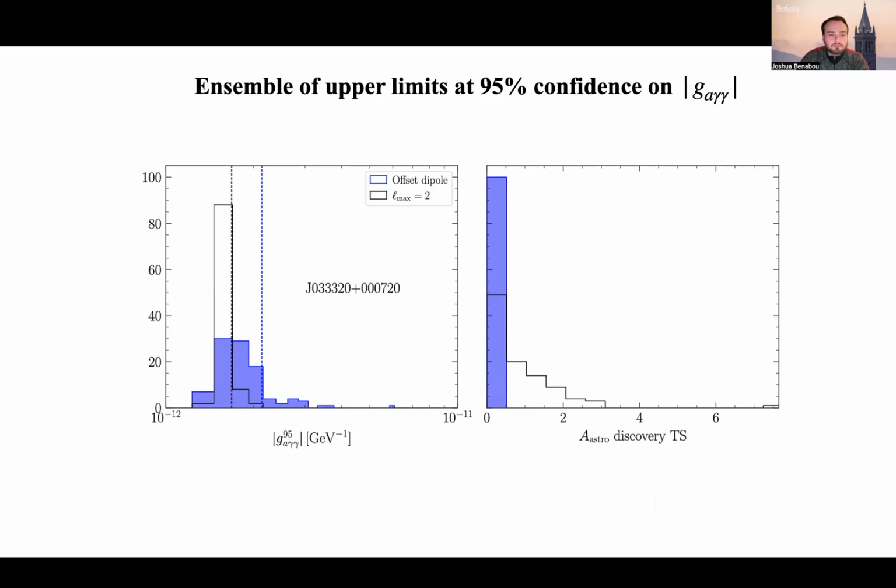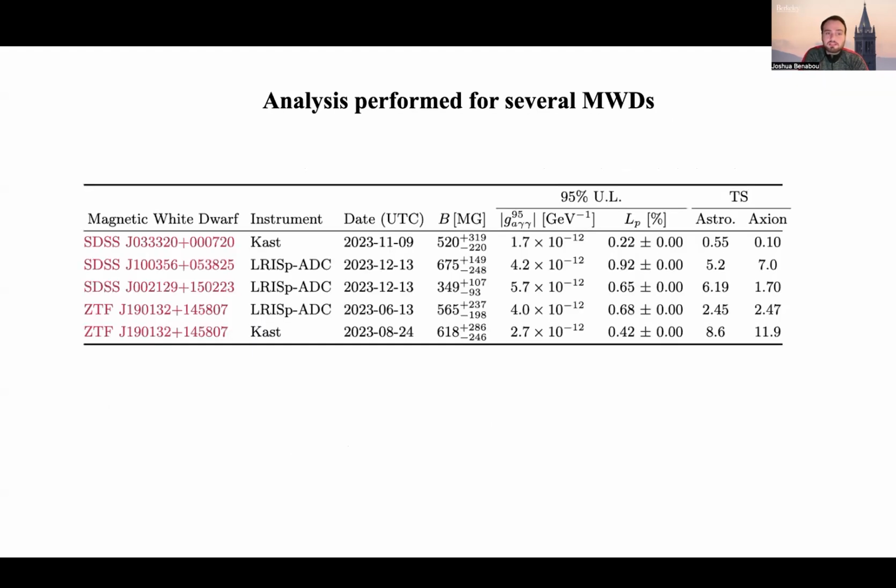We then draw at random samples from the posterior distribution of the magnetic field geometry, and for each compute a joint likelihood over U and Q to derive an upper limit at 95% confidence on the axion-photon coupling G_aγγ. This generates an ensemble of limits, and as our fiducial limit, we choose the weakest one at 1 sigma. We also generate an ensemble of discovery test statistics of the astrophysical component of our measured polarization. We perform this analysis for 5 observations towards 5 magnetic white dwarfs.